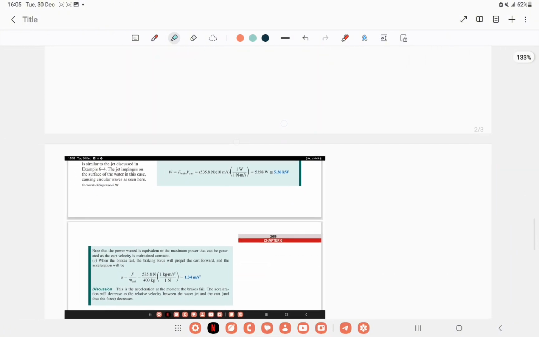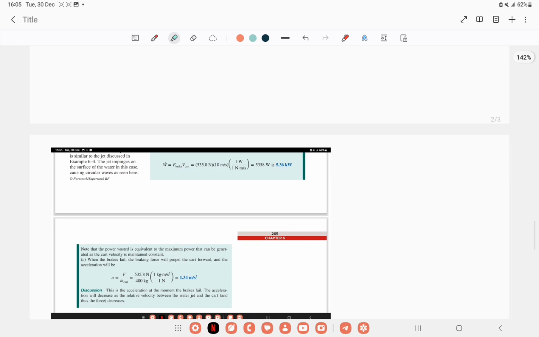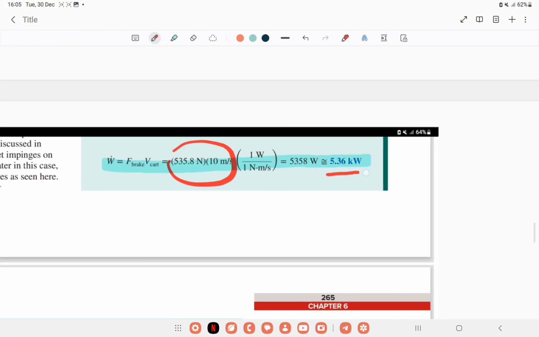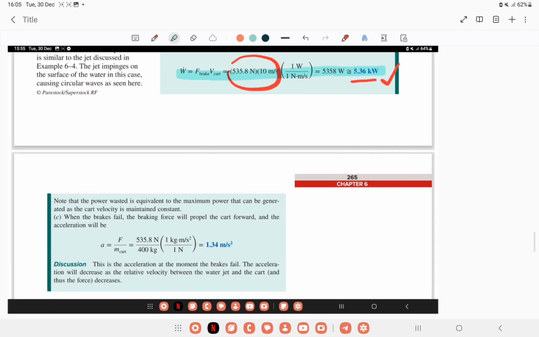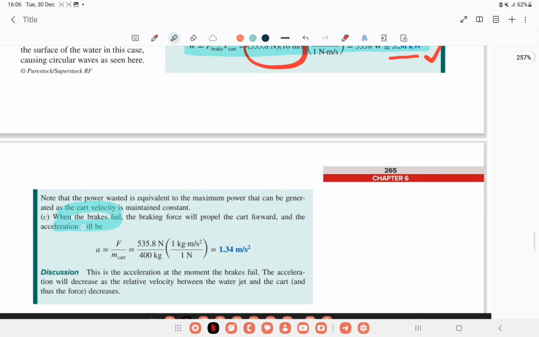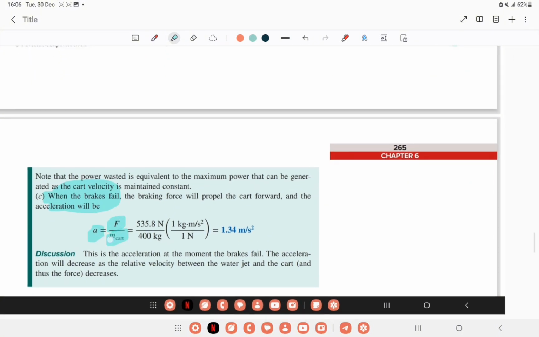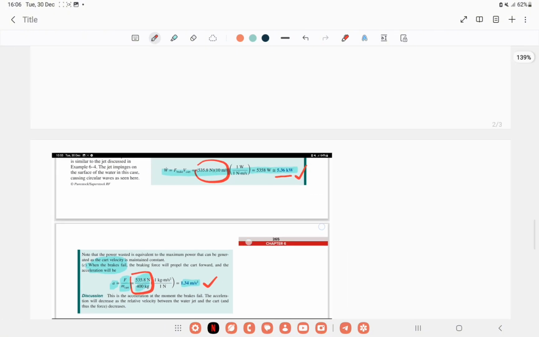Power is the rate at which work is done. The power equation is: power is equal to force multiplied by velocity. After substituting, 535.8 newtons multiplied by 10 meters per second, the final answer will be 5358 watts. If the brake fails, the force from the water jet will accelerate the cart. Newton's second law: acceleration is equal to force divided by mass. After substituting, 535.8 newtons divided by 400 kilograms, the last answer will be 1.34 meters per second squared.